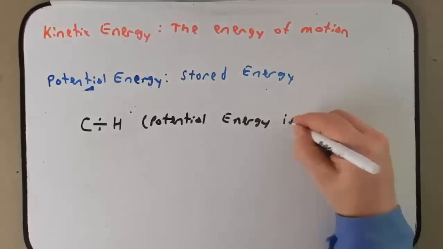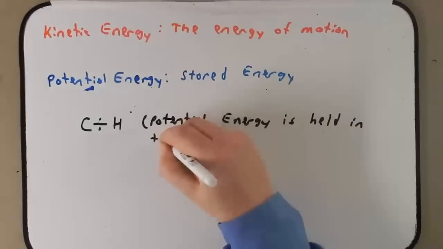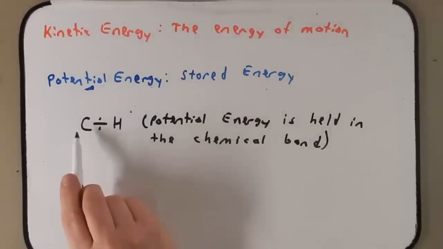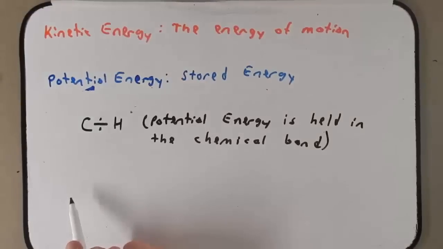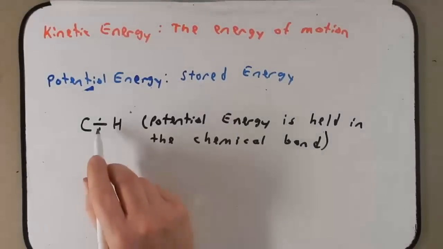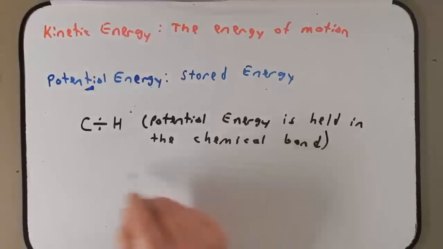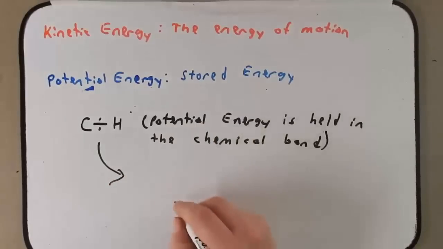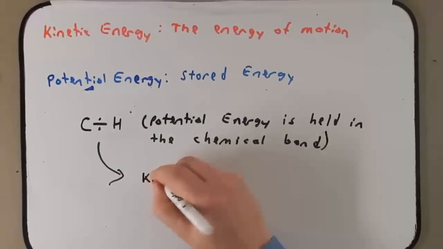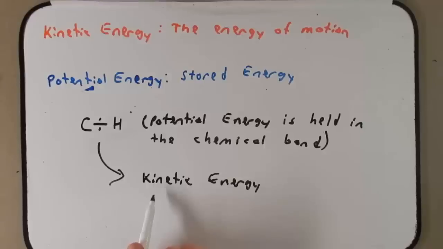So we can say potential energy is held in the chemical bond. As long as this covalent bond is maintained, no energy will be released. But if this covalent bond is broken, that potential energy will be converted into kinetic energy. That kinetic energy that is released from this broken bond can now then be used to do work in the cell. So this is similar to that water in the waterfall.